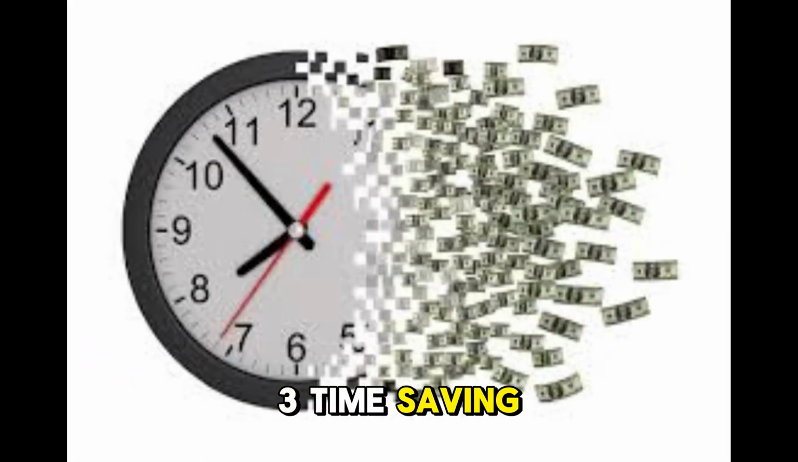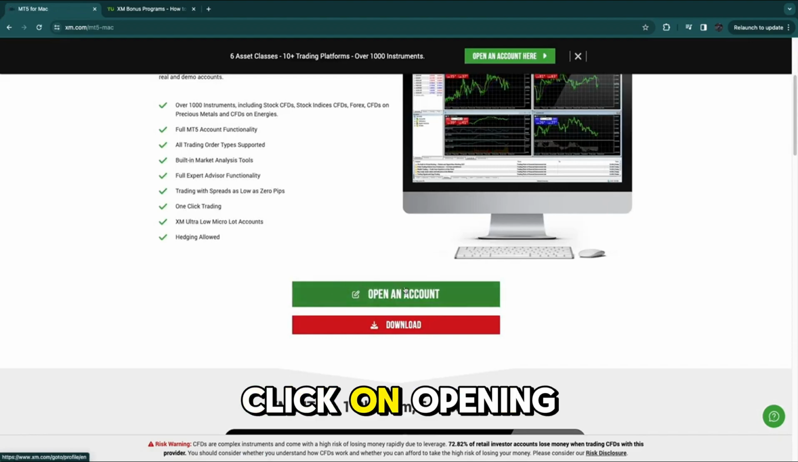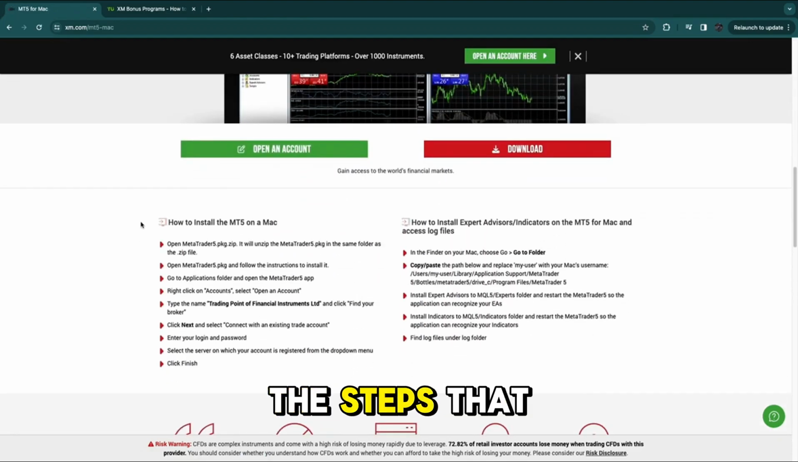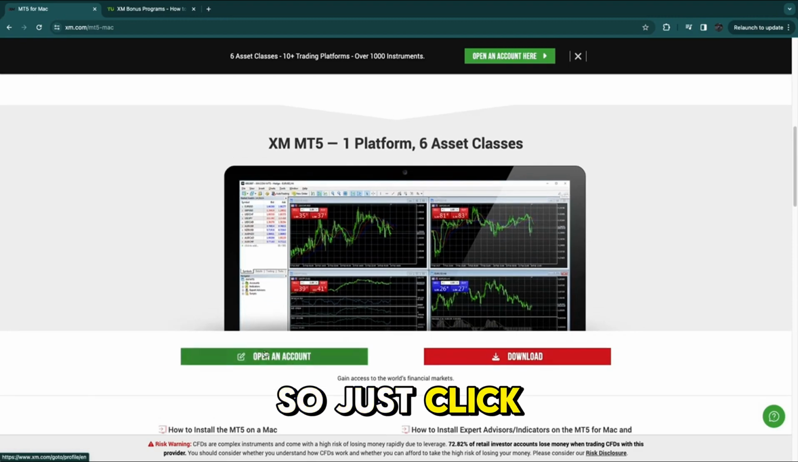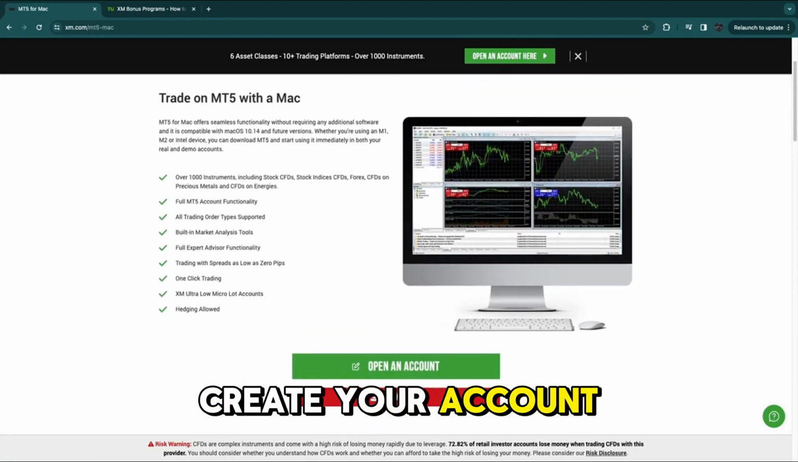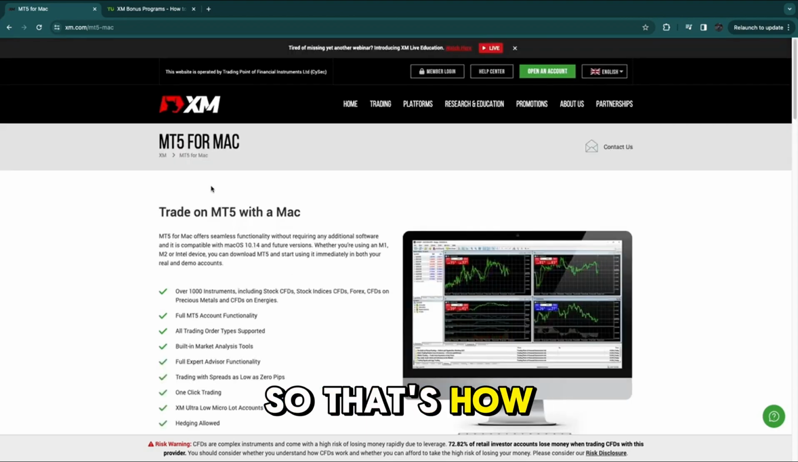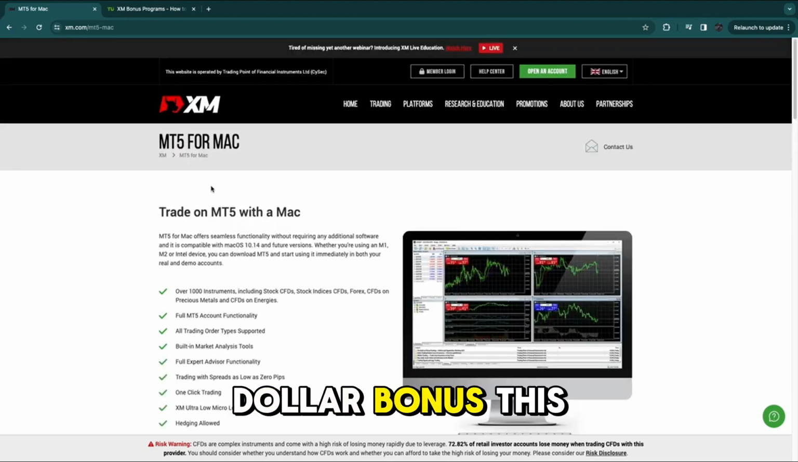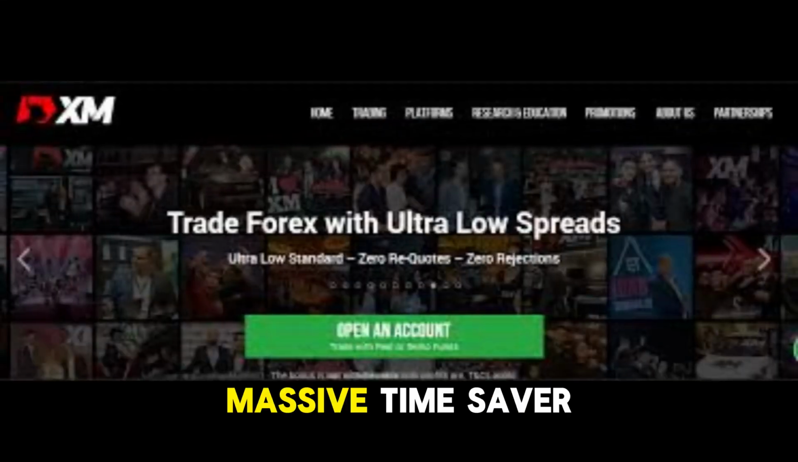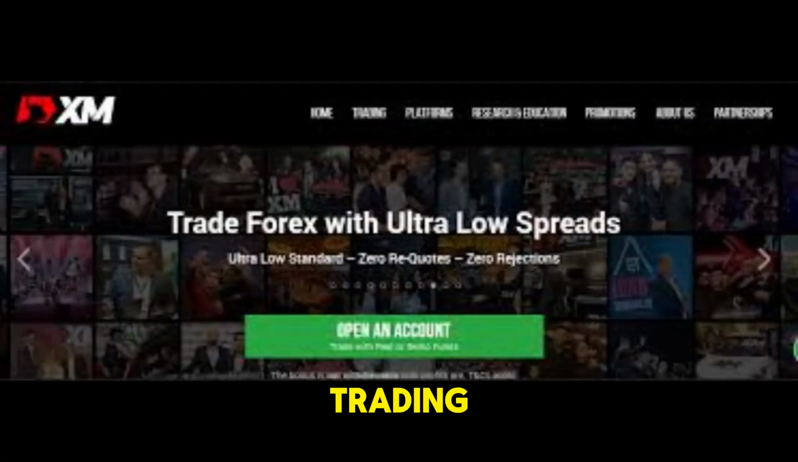3. Time saving. For people with busy lives or full-time jobs, copy trading allows you to participate in the financial markets without having to monitor them constantly. Once you've set your preferences and selected a trader to copy, everything runs automatically. This is a massive time saver compared to manual trading.